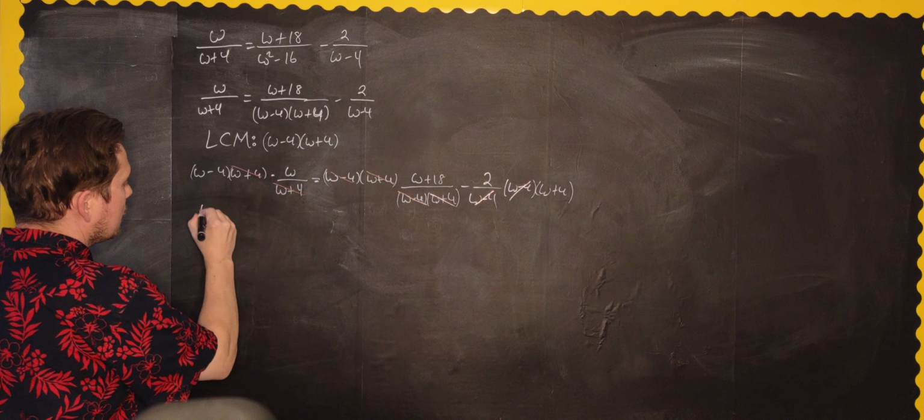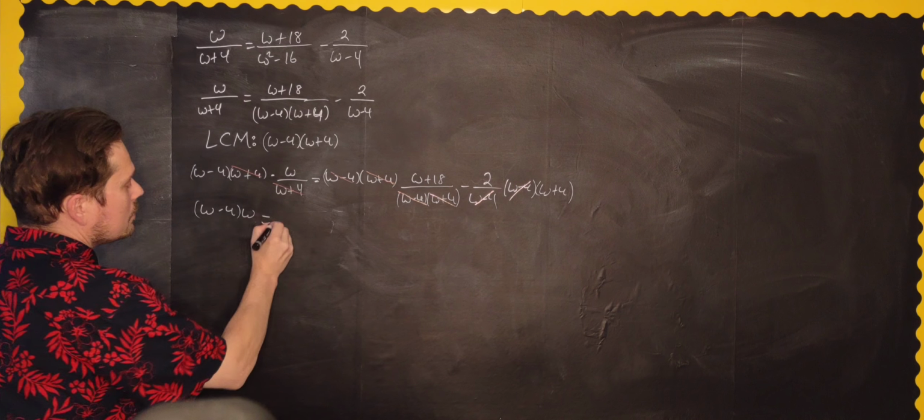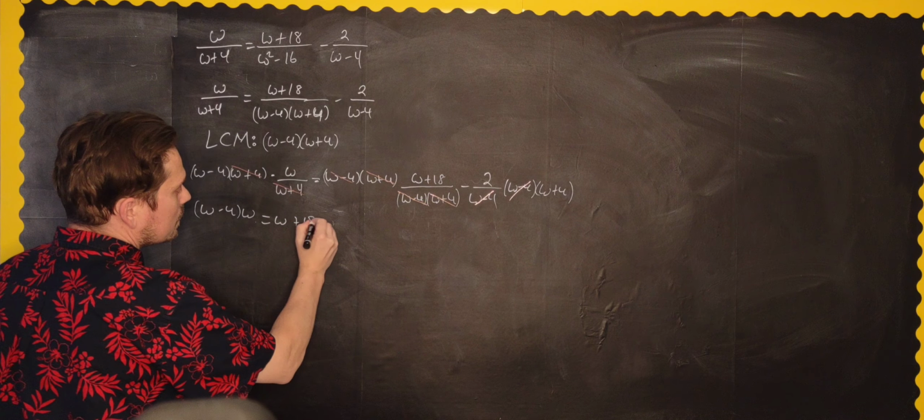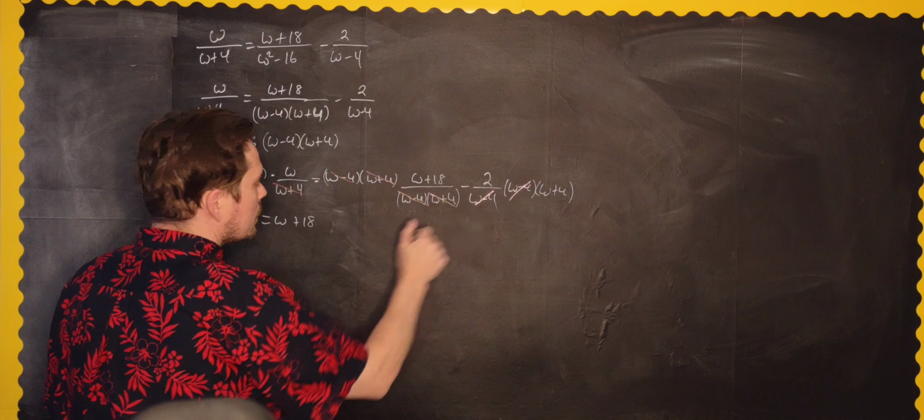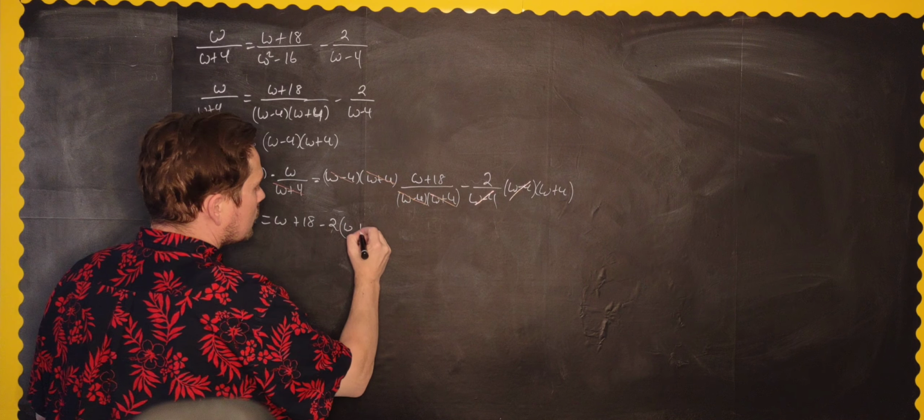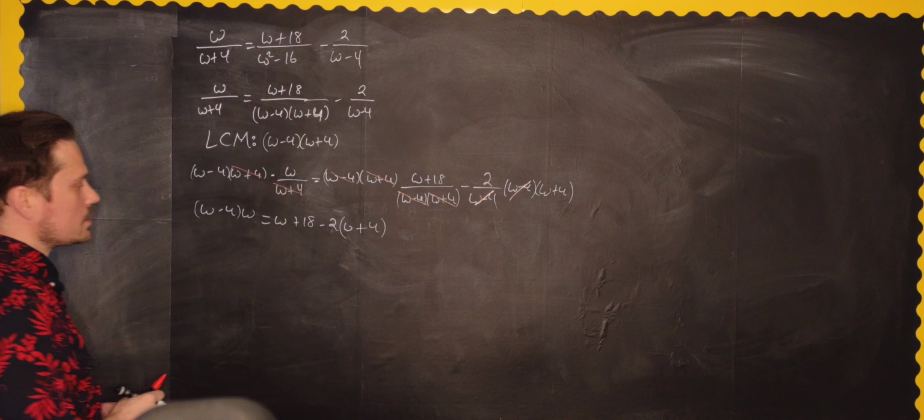So you can write w minus 4 times w from that step equals, what's left over here is w plus 18, so w plus 18. And what's left over here is minus 2 times w plus 4, so w plus 4. That's our equation. It's been greatly reduced, as you can see.